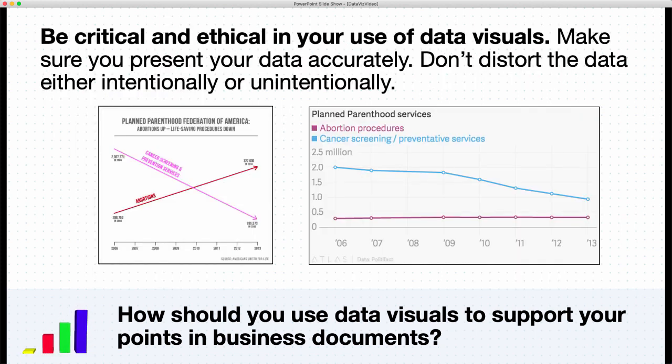So, another important thing. Be critical and ethical in your use of data visuals, like I mentioned before. Make sure you present your data accurately. Don't distort it either intentionally or unintentionally. Here's an example of this. Right here we've got two data visuals. They both actually depict the same data, but they tell very different stories. So let's take a look at them a little bit more closely.